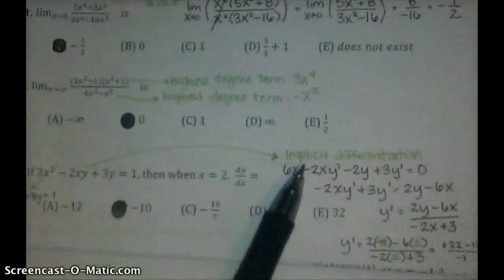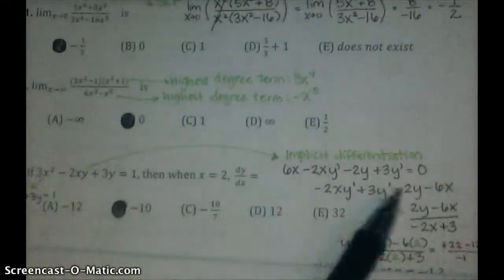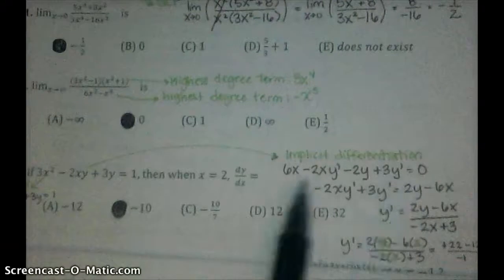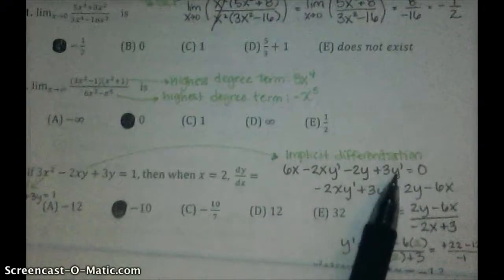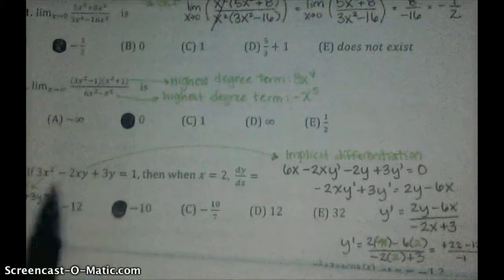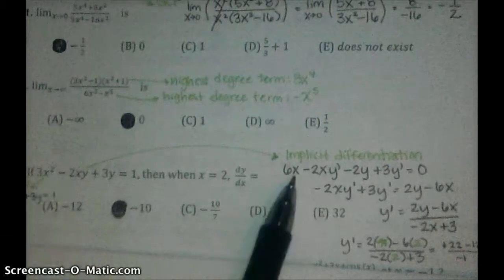What that looks like is where we take the derivative of both sides. On the right-hand side, the derivative of a number is 0. That's easy. The left-hand side is not quite so easy, so let's look at it piece by piece. First of all, each term we can treat separately. The derivative of 3x squared is 6x.